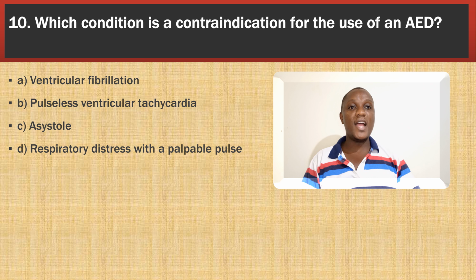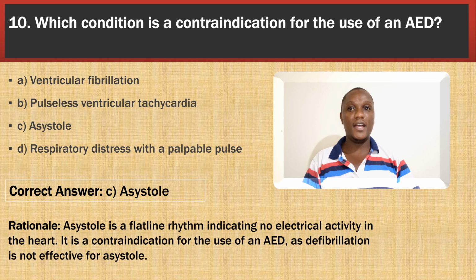The correct answer is C. Asystole. Asystole is a flat line rhythm indicating no electrical activity in the heart. It is a contraindication for the use of an AED, as defibrillation is not effective for asystole.